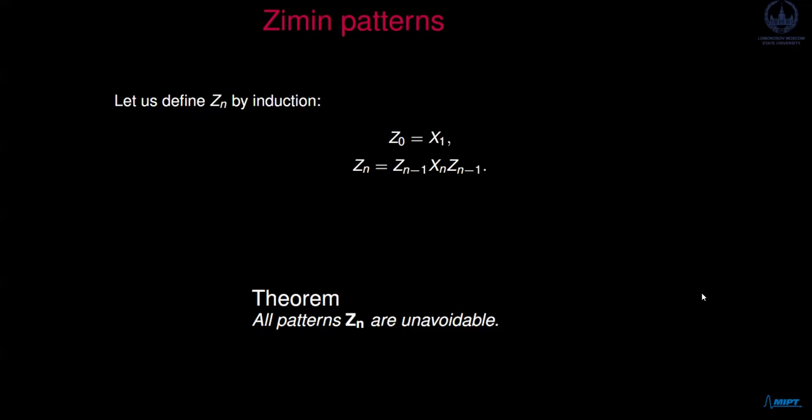What's important about Zimin patterns is that they are unavoidable. The theorem states that all patterns in this family Z_n will inevitably occur in any sufficiently long word over any non-trivial alphabet. So these patterns play a key role in understanding the unavoidable structures that must appear in sequences, and they provide a symmetric way to generate such patterns.